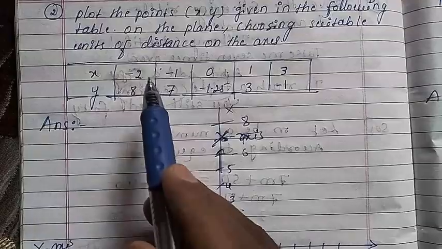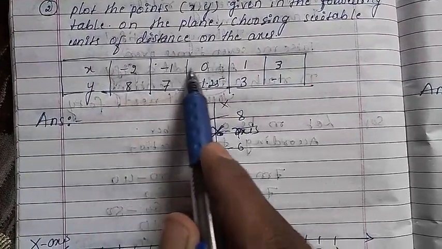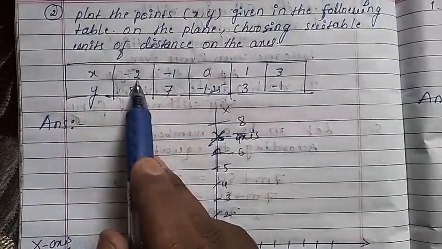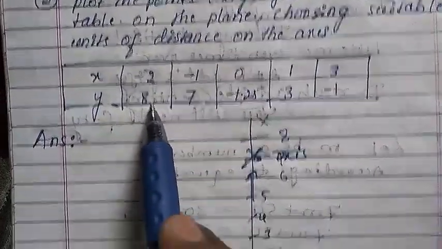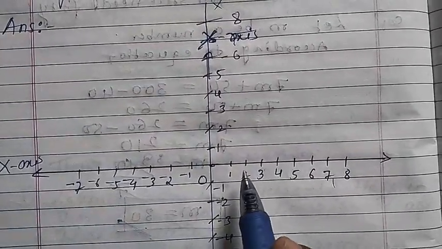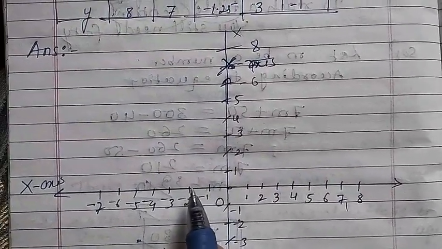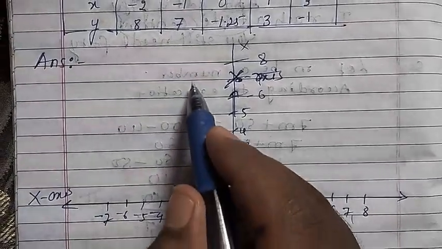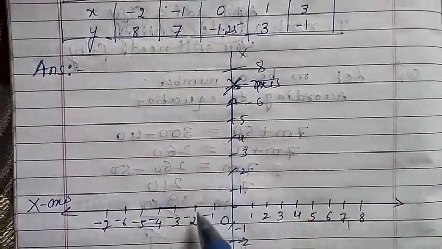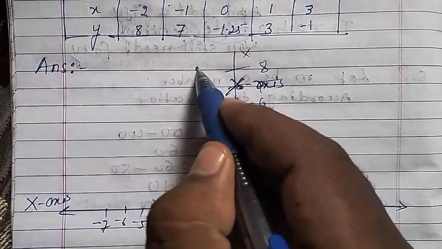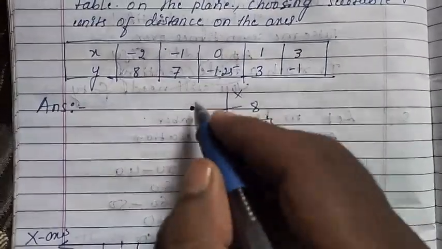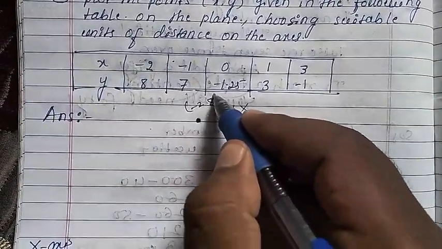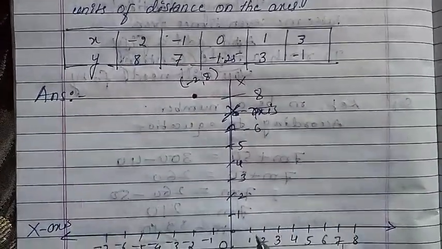Now see the first point. X is minus 2, y is 8. These are all the x coordinates. These are the y coordinates. Now x is minus 2, y is plus 8. Now see in the graph. X is minus 2. Y is how much? Plus 8. Correct. Y is plus 8, means you have to move up to 8. Clear? Now x is minus 2. You have to find the point like this. You have to write the coordinate point here: x is minus 2, y is 8. Clear?